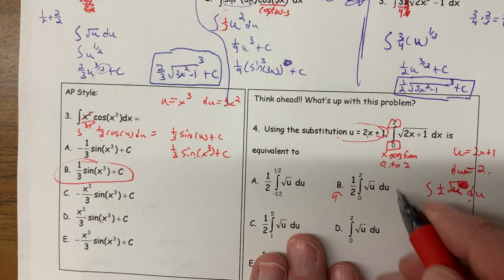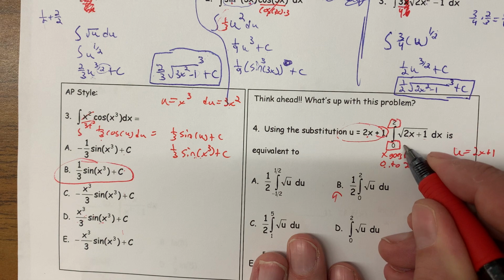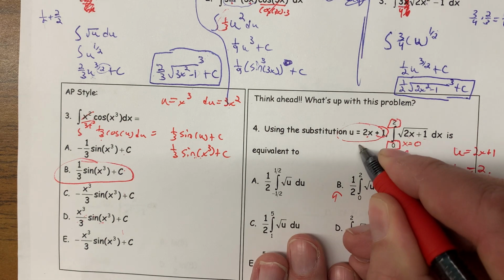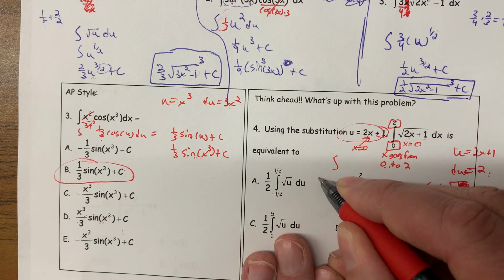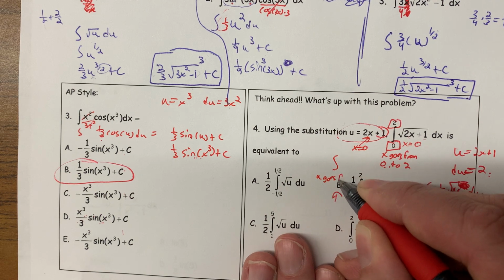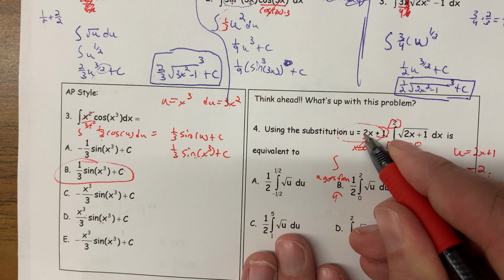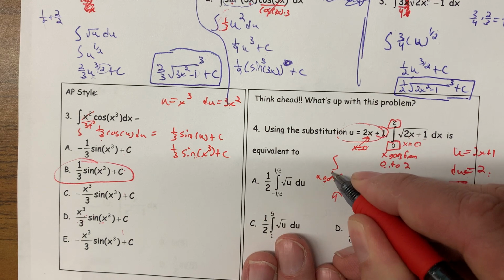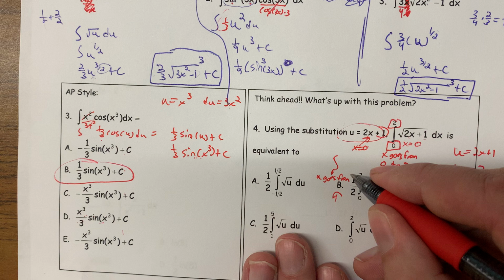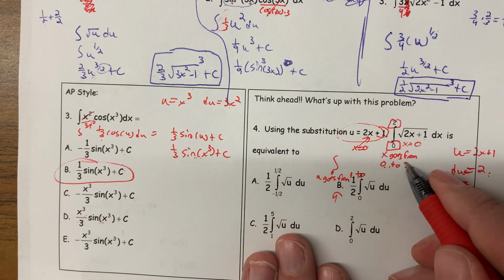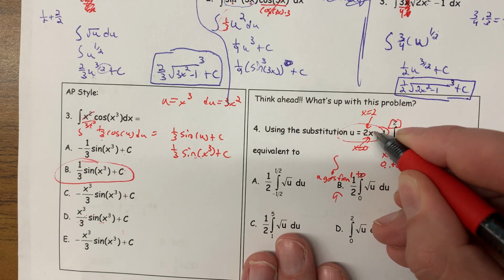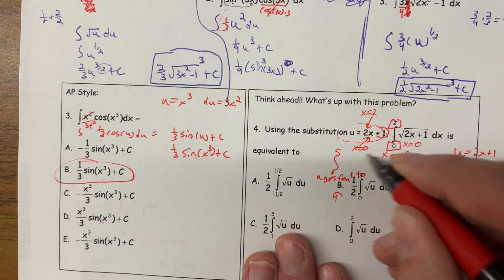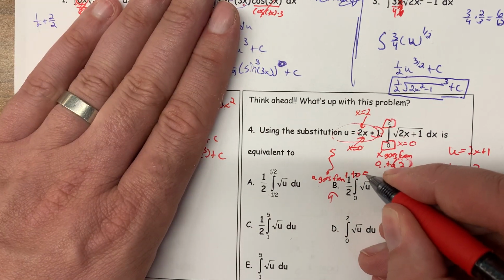U is based on x. So the lowest value of x is x equals 0. And so what we're going to do is put in x equals 0 into here. And so the lowest value of u, when x is 0, 2 times 0 is 0, plus 1 is 1. U goes from 1 to, okay, the biggest x value will be 2. And so when x is 2, 2 times 2 is 4, plus 1 is 5. U will go from 1 to 5.